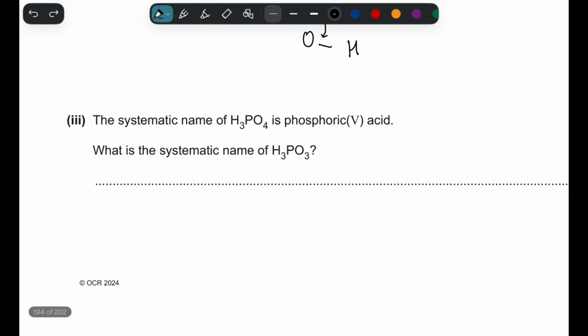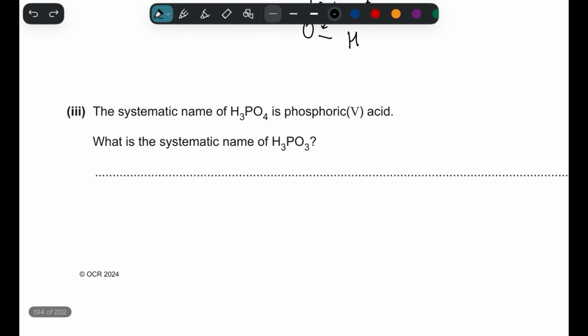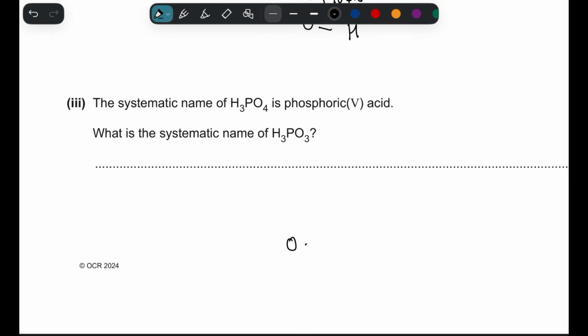Cool. Then in terms of systematic naming for this compound, we need to know the oxidation states. And for oxygen and hydrogen, thankfully, they stay kind of similar. So oxygen is -2, hydrogen is going to be +1.